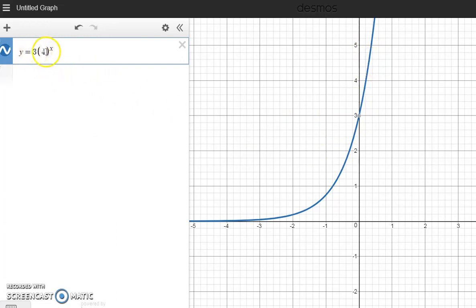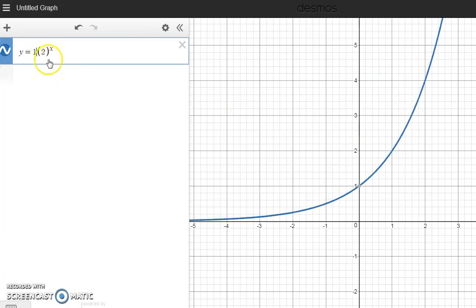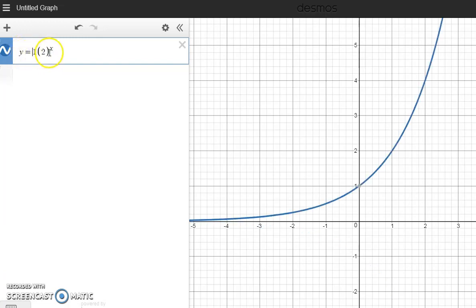Now what if I go back to 2 and make this 1, change a, the number in front of the parentheses, to a negative? What do you think would happen? Okay, change it to a negative and it goes down. Okay, it's below the x-axis. Change that back to positive.